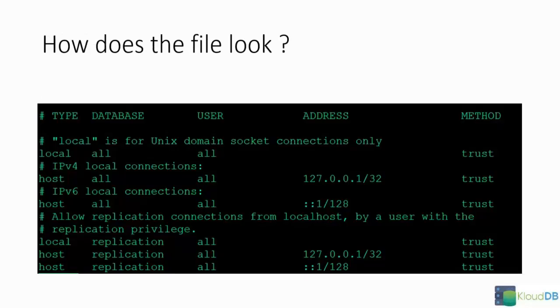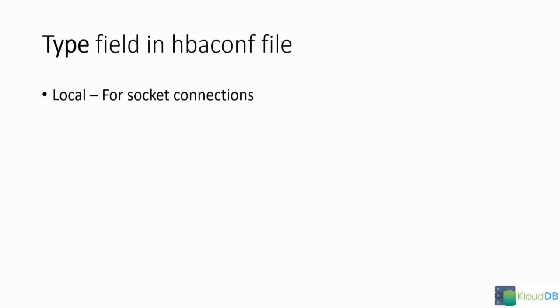How does the file look? This is a sample screenshot of the file, and you can see on the top you have the field names: type, database, user, address or the host, and then the method. These are all the things we discussed before, and down below are our entries. It goes from the top and scans each line and matches against the corresponding address, or the user, or the database. Let's explore the fields further.